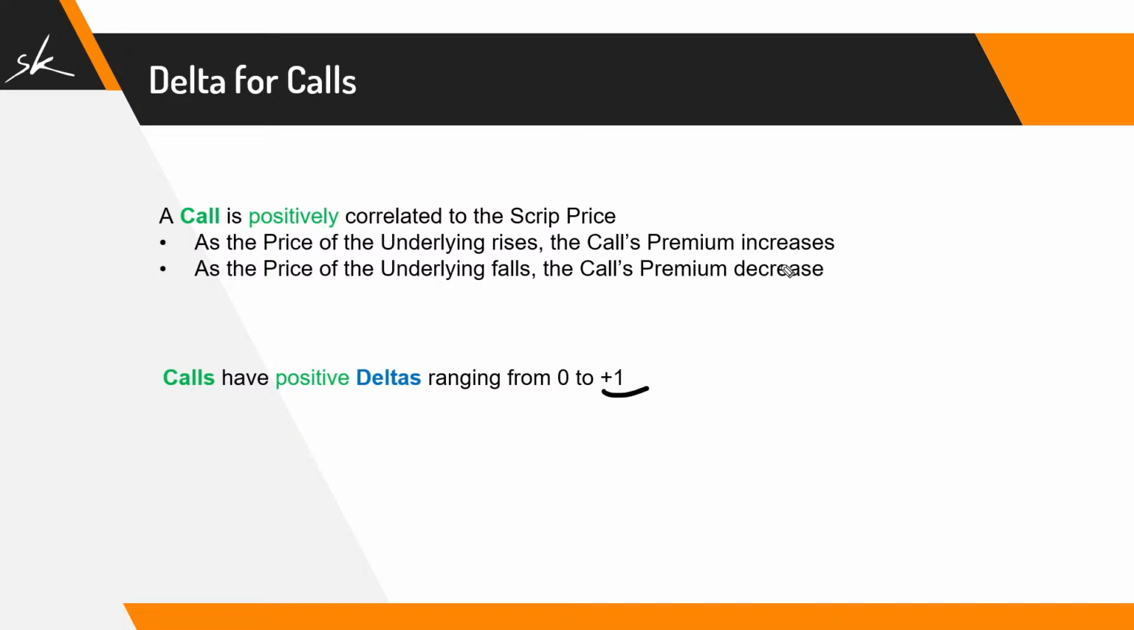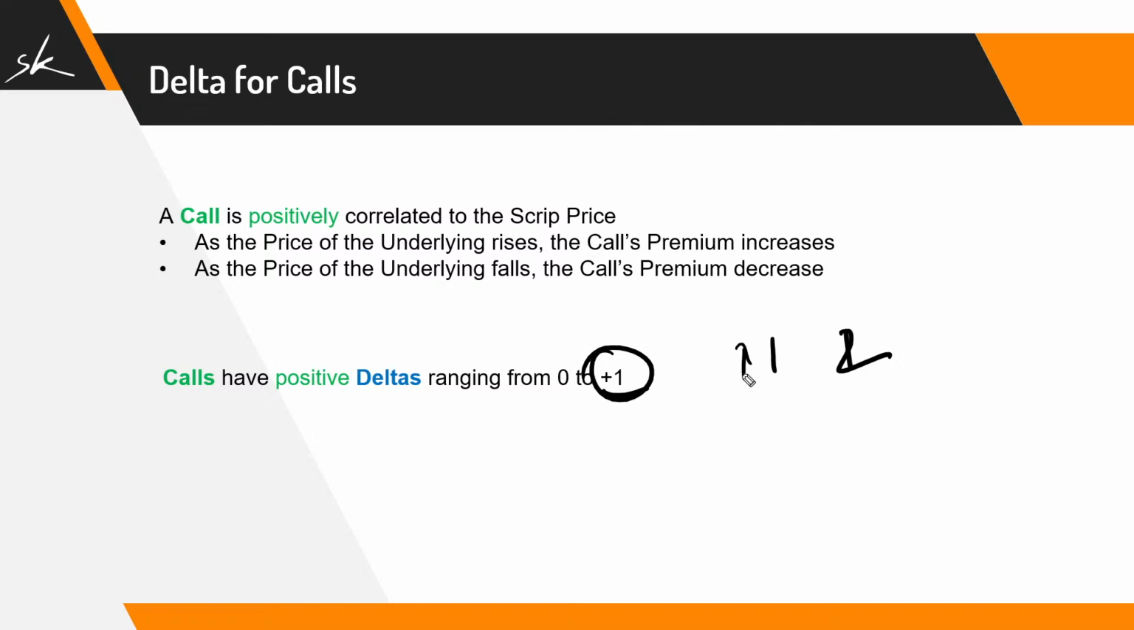It cannot be more than 1. Why can it not be more than 1? If you think about it, if a stock goes in my favor by 1 rupee, I can only make 1 rupee. I cannot make 2 rupees on that. So that is why the maximum will be 1.